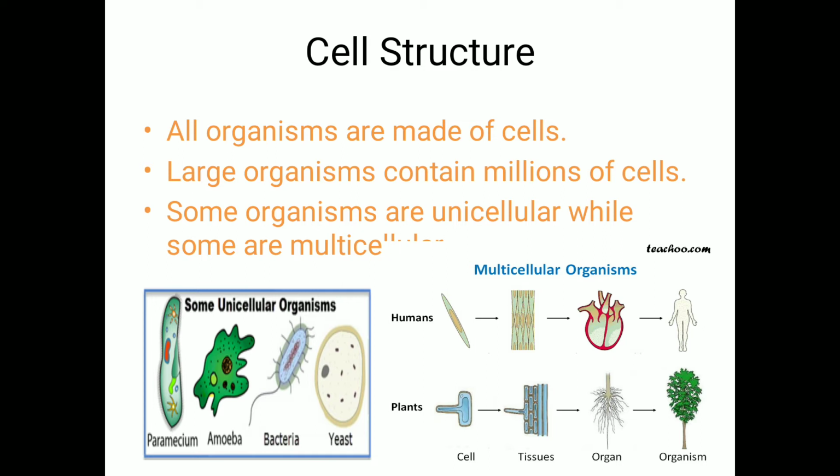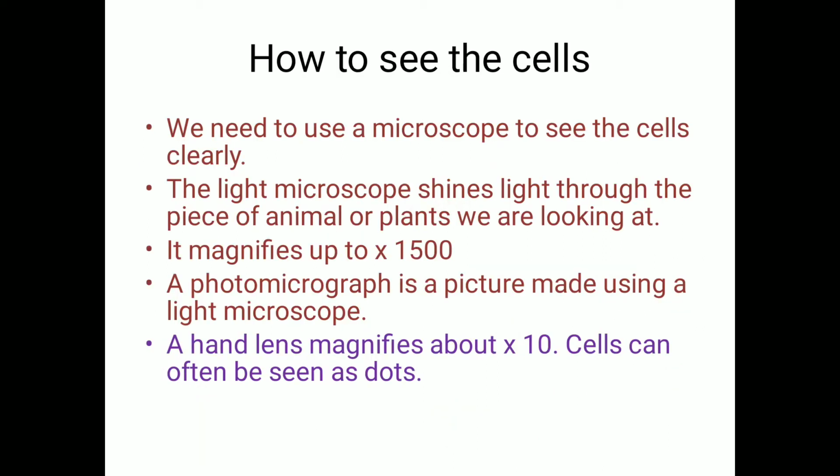You can see the hierarchy: cells combine to form tissues, tissues combine to form organs, organs combine to form organ systems, and the organ systems combine to form an organism. Now the question arises, how can we see the cells? Because they are very small, we need to use a microscope to see the cells clearly.